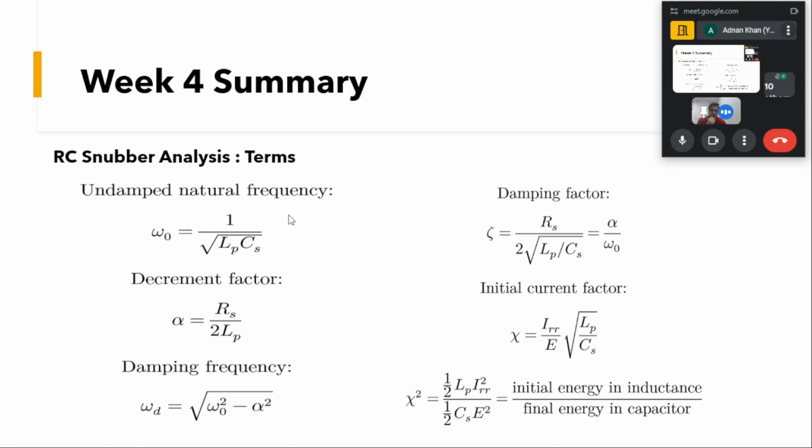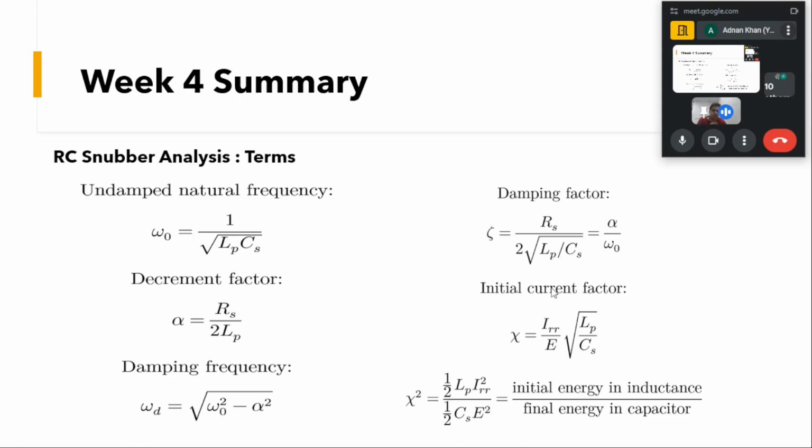So one is the undamped natural frequency, that is given by 1 divided by root of LP into CS. There is another factor called the decrement factor, alpha, that is RS by twice LP. Then we have the damping frequency, omega d, that is the square root of the natural frequency squared minus alpha squared, where alpha is the decrement factor. Then there is another factor, the damping factor xi, that is equal to RS divided by twice root of LP by CS, and so on and so forth.